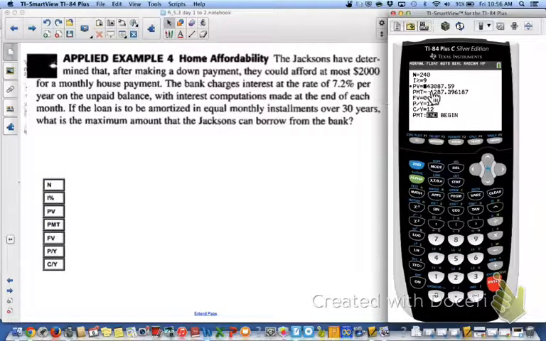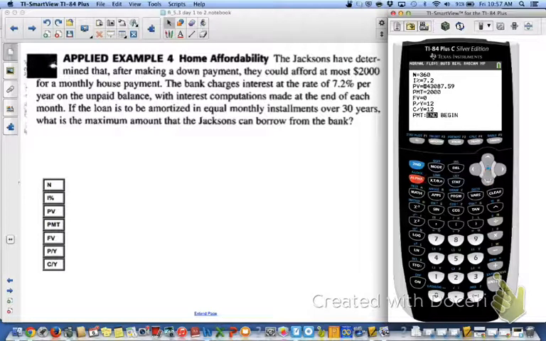So after the down payment, they can afford $2,000 per month, so we're going to put $2,000 here. And we want the future value to be 0. It's compounded monthly. The bank charges 7.2% interest. And we're going to do a 30-year loan, so that's 30 times 12. And we want to solve for the present value. How big of a loan can they finance?